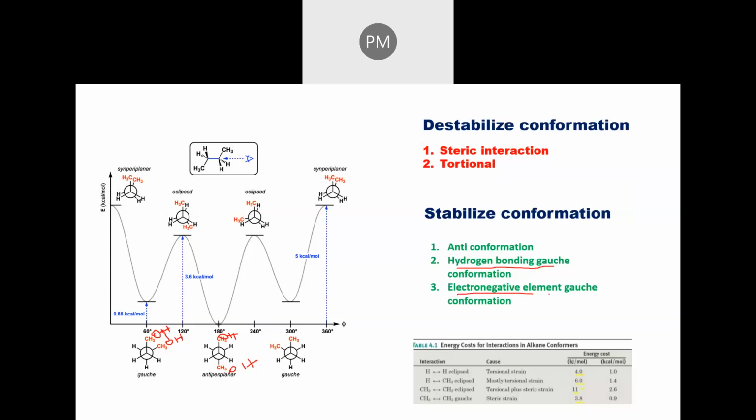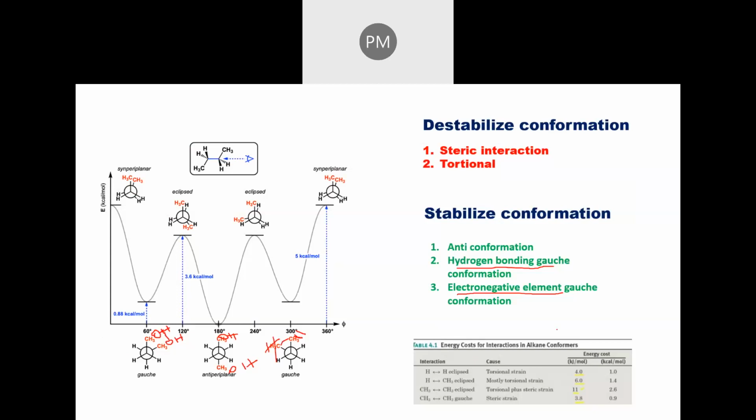And if an electronegative element is attached, like chlorine or bromine, and there is hydrogen, there will be some chance of sigma to sigma star electron donation. That sigma to sigma star electron donation will happen only in the gauche conformation. So in that case, the gauche conformation will be stable.